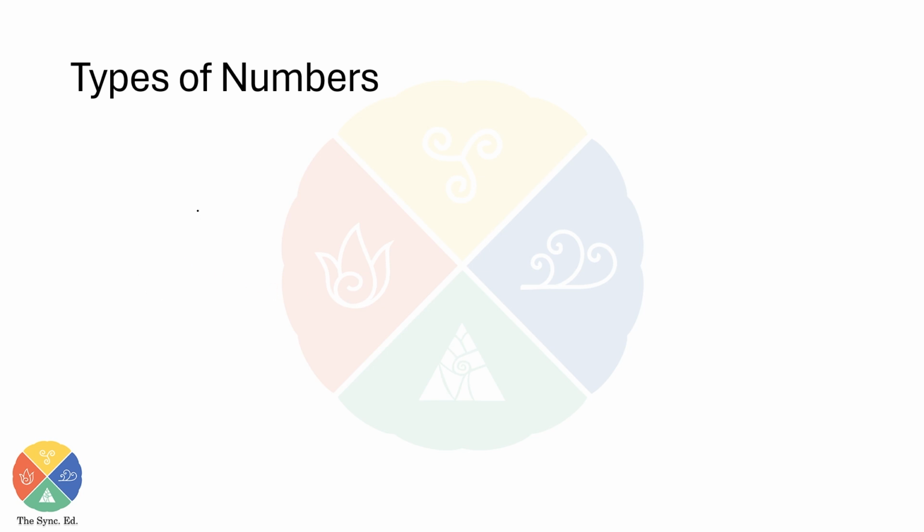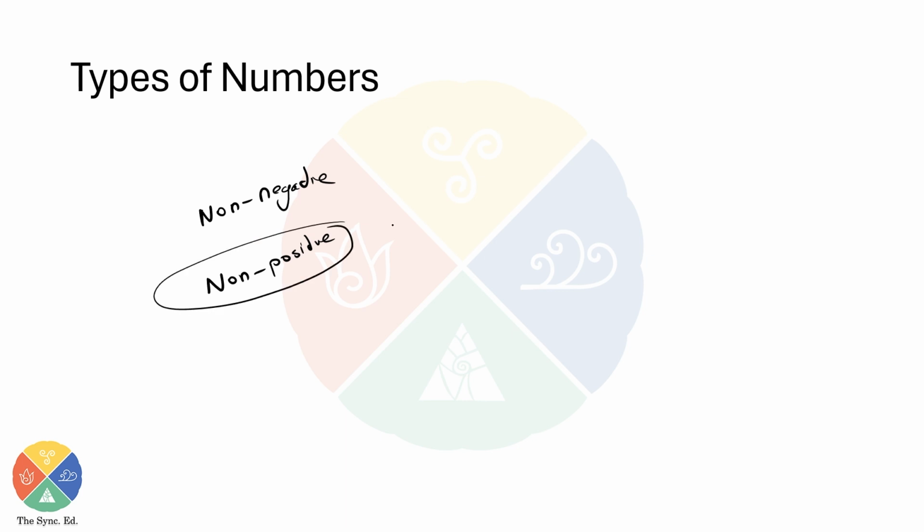Now before going further, if there is non-negative, then there can also be non-positive. Just think and analyze, try to understand what is a non-positive number. Yes, exactly. Non-positive numbers means the numbers which, in the number line, if you look at 0, 1, 2, -1, -2, they should not be positive.